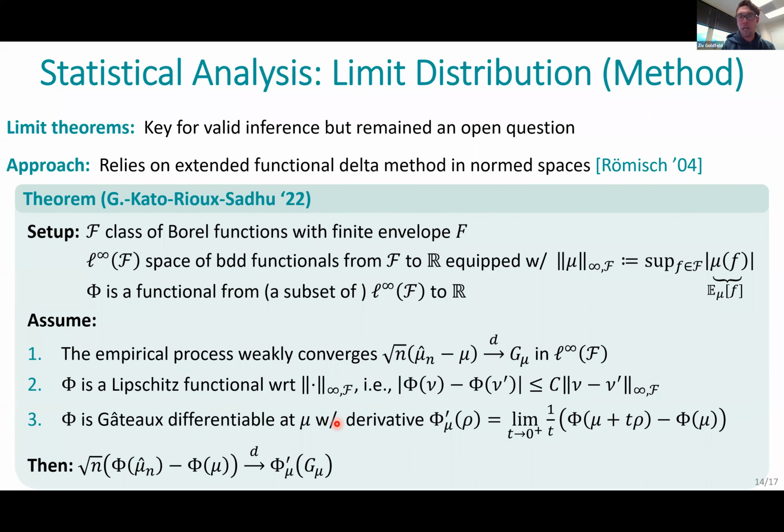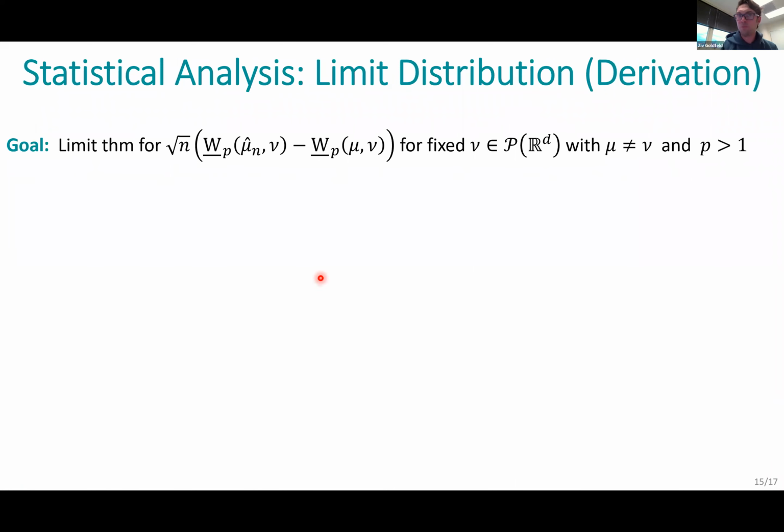But let me show you how we apply it to get a limit theorem, for example, for average slice WP. Okay, so specifically, I want to consider this so-called one sample alternative setting where mu is fixed, mu is approximated from samples by this empirical measure, and the population distributions are different. This is why we call it the alternative hypothesis. And further, let me assume that P is greater than 1 because there's a slightly different, a bit more general argument that I can use for the P equals 1 case.